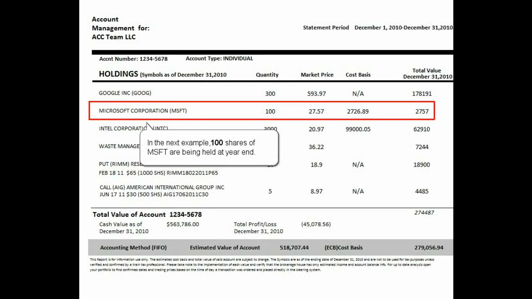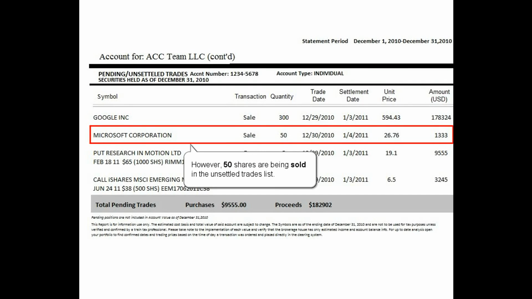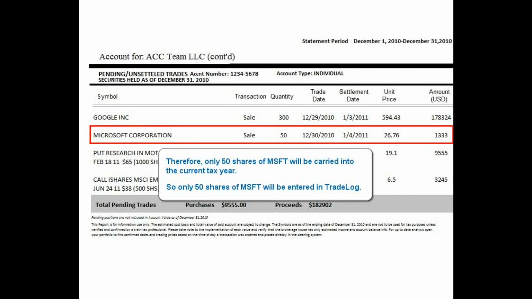In the next example, 100 shares of Microsoft are being held at year-end. However, 50 shares are being sold in the unsettled trades list. Therefore, only 50 shares of Microsoft will be carried into the current tax year. So only 50 shares of Microsoft will be entered in TradeLog.